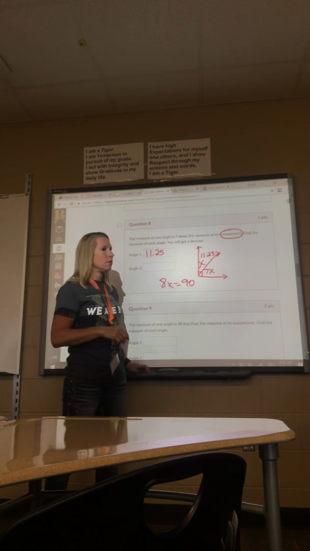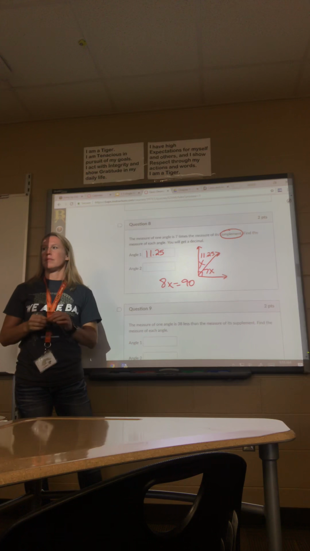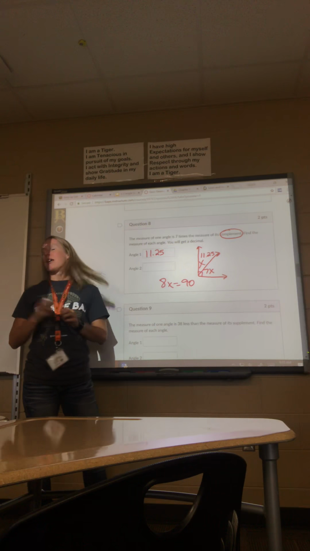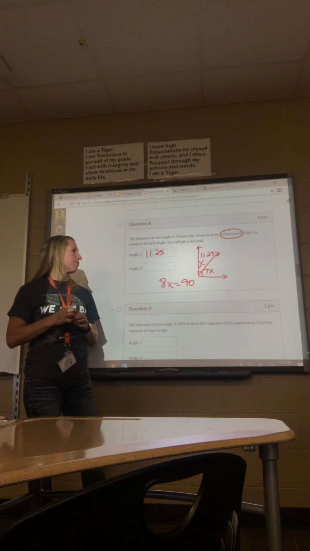Would you want us rounding? No, I want you to put it like that. Wait, so which one is angle 1? It doesn't matter. You can put either one. Either one. Wait, I'm confused on the angles.